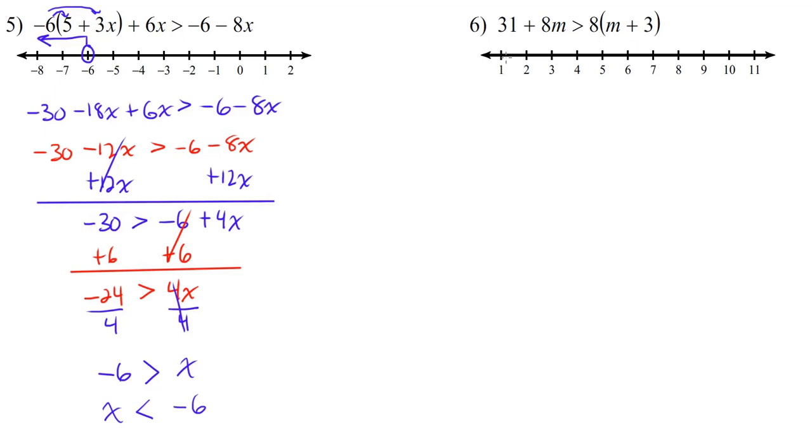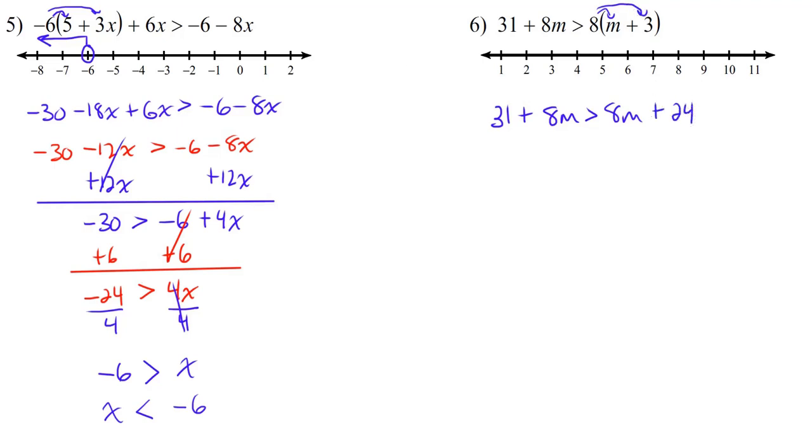All right, for our last question, number 6, we have 31 plus 8m is greater than 8 times m plus 3. We have distributive property, so let's go ahead and take care of that. 8 times m is 8m, and 8 times 3 is 24.